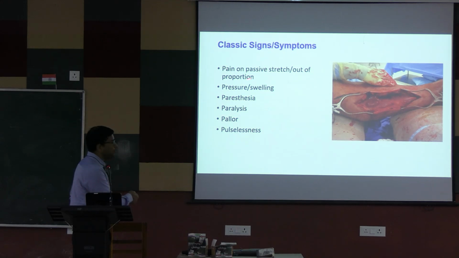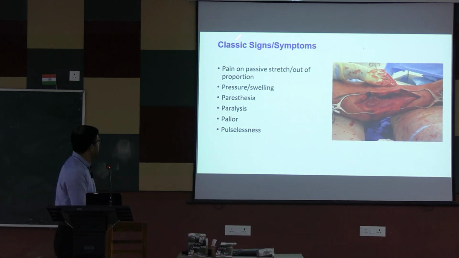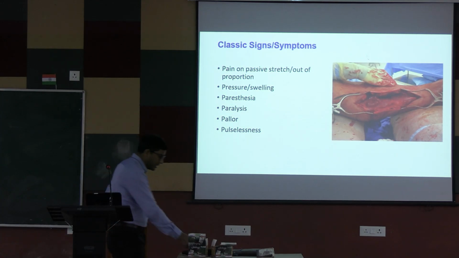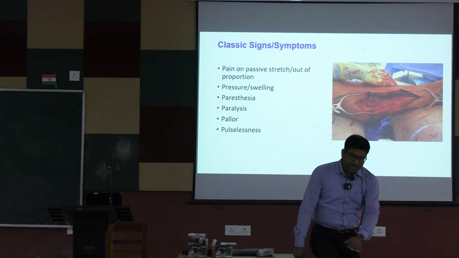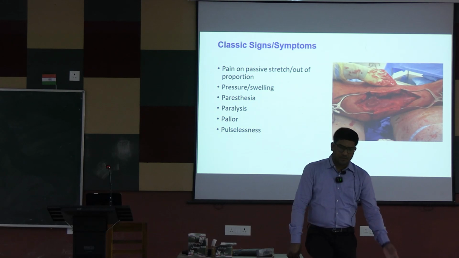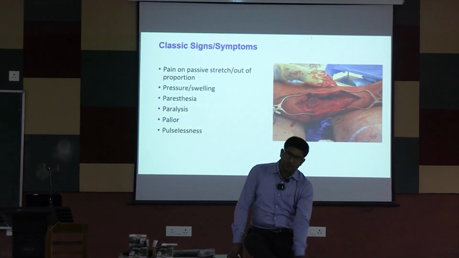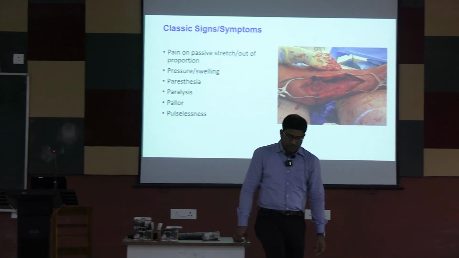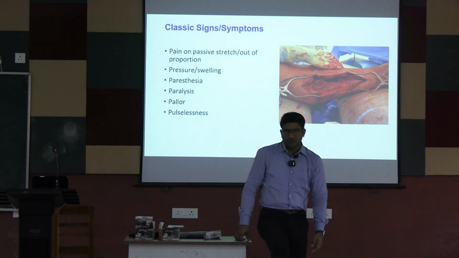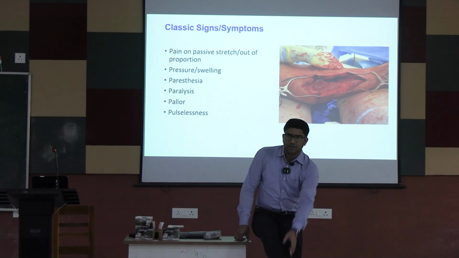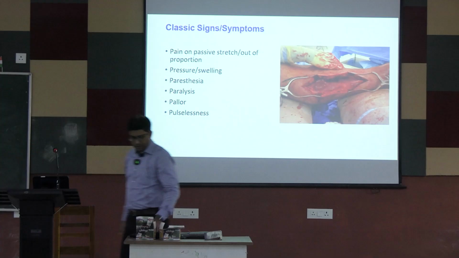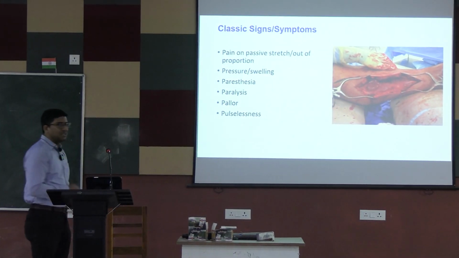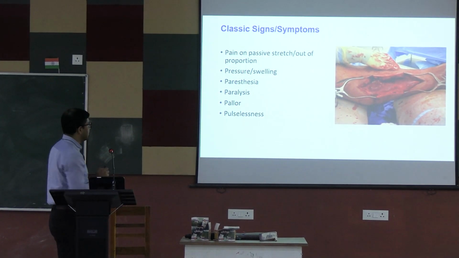So pain out of proportion to the nature of injury, or pain not relieved with medications, or pain on passive stretching. What is passive stretching? Suppose this is a tibia, leg. This is the anterior compartment muscles and this is the posterior compartment muscles. Suppose there is a compartment syndrome in the posterior compartment. Passive stretching means you are dorsiflexing the ankle, so it stretches the posterior compartment. If you suspect compartment syndrome on the anterior aspect, you plantar flex the foot. If that gives rise to severe pain, that means something is wrong.